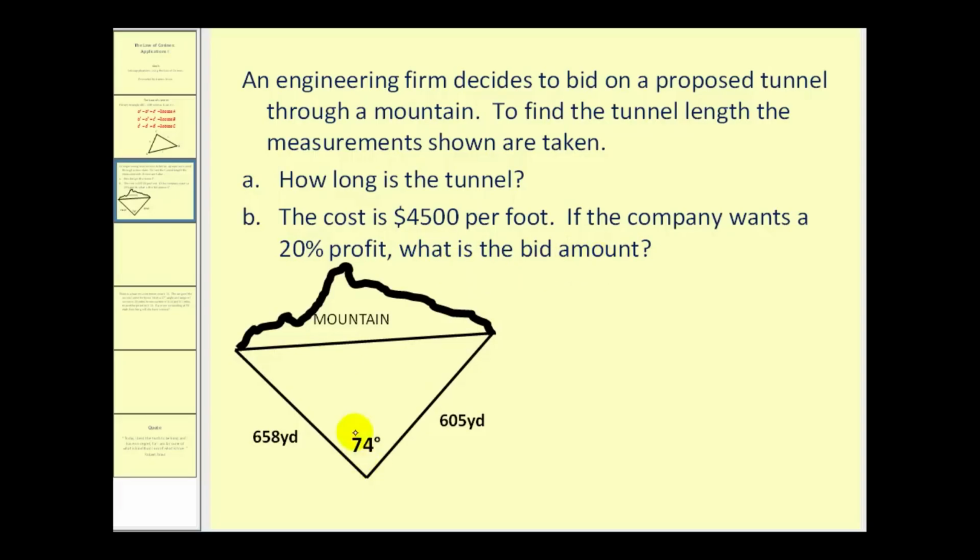Okay, let's go ahead and start by finding this length here. Let's go ahead and call this side A. So this would be angle A. This will be side B. And this will be side C. So using the law of cosines, A squared must equal B squared plus C squared minus 2 times B times C times cosine A. Now we need to solve for A.